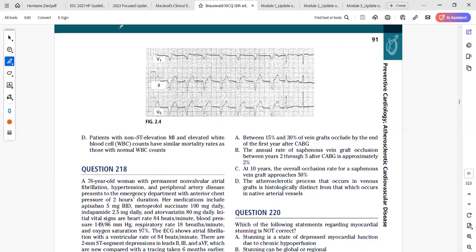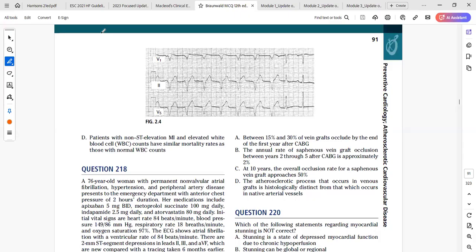Question 220. Which of the following statements regarding myocardial stenosis is not correct? So myocardial stenosis basically is a state of prolonged but reversible myocardial dysfunction despite restoration of adequate blood flow. And usually it's caused by an acute hypoperfusion.